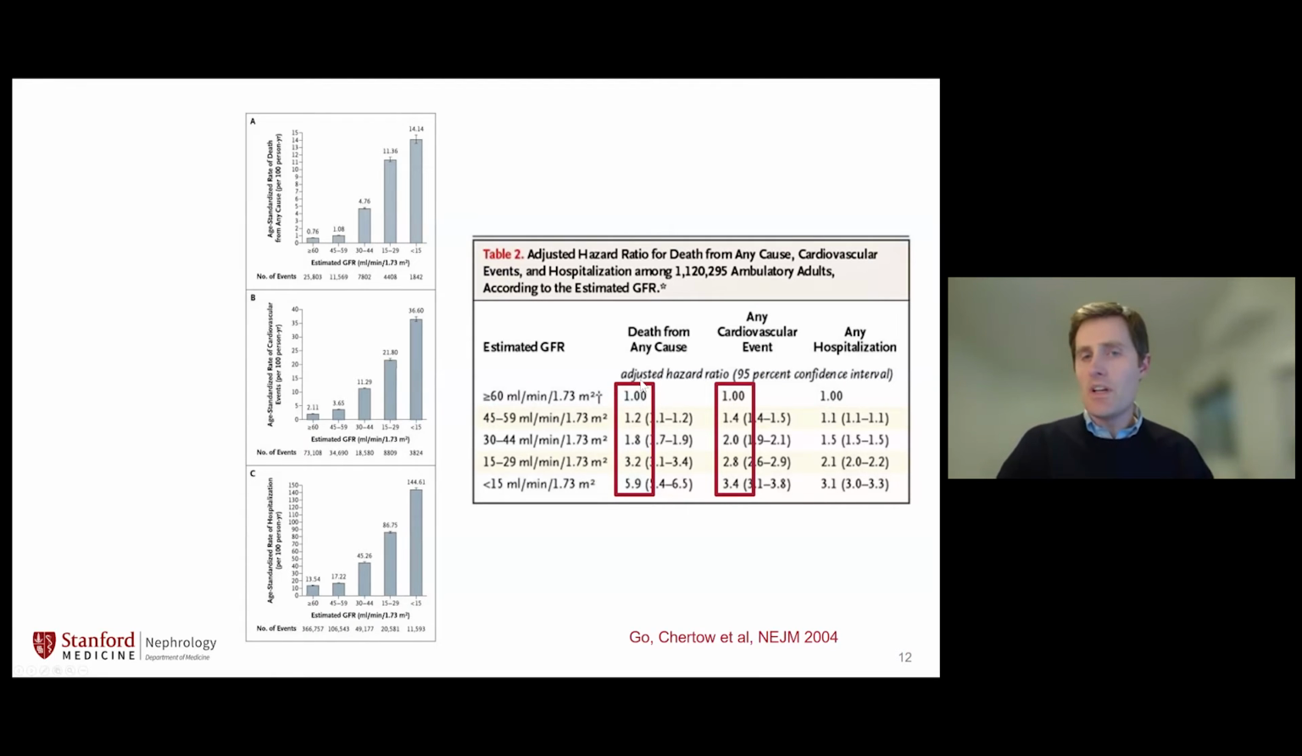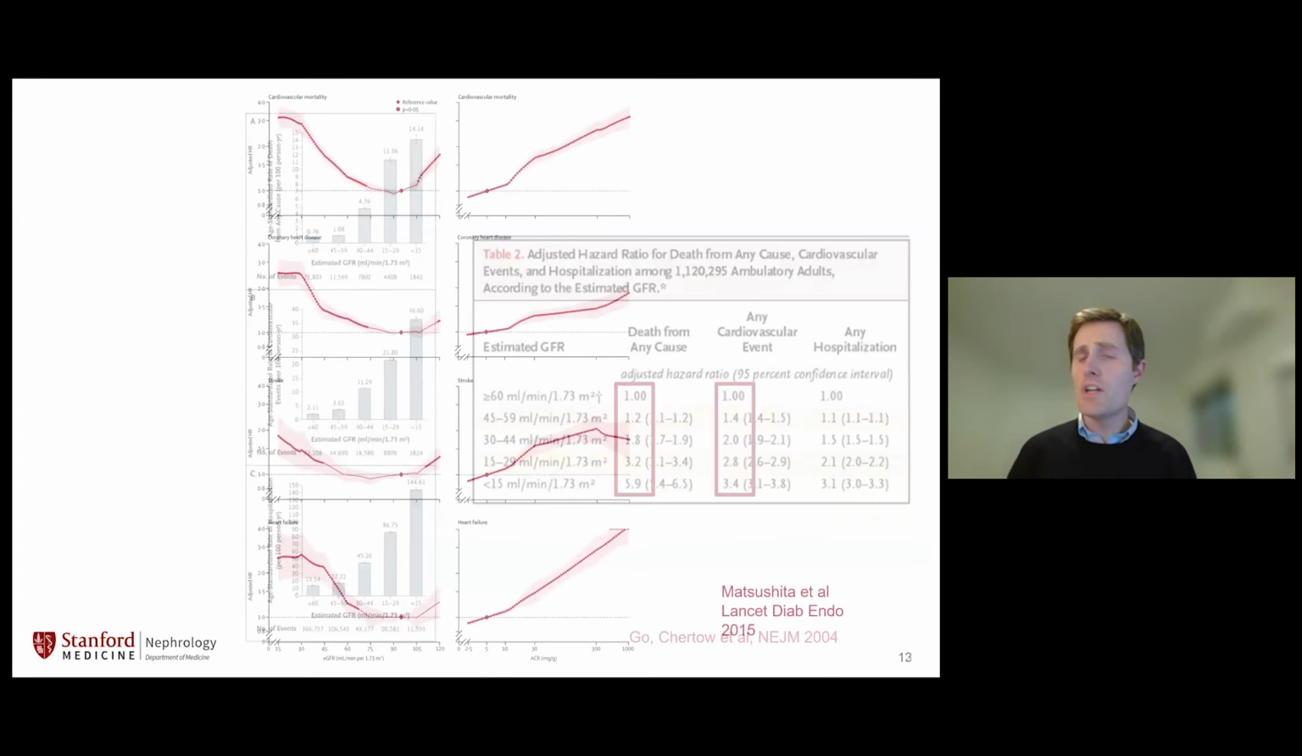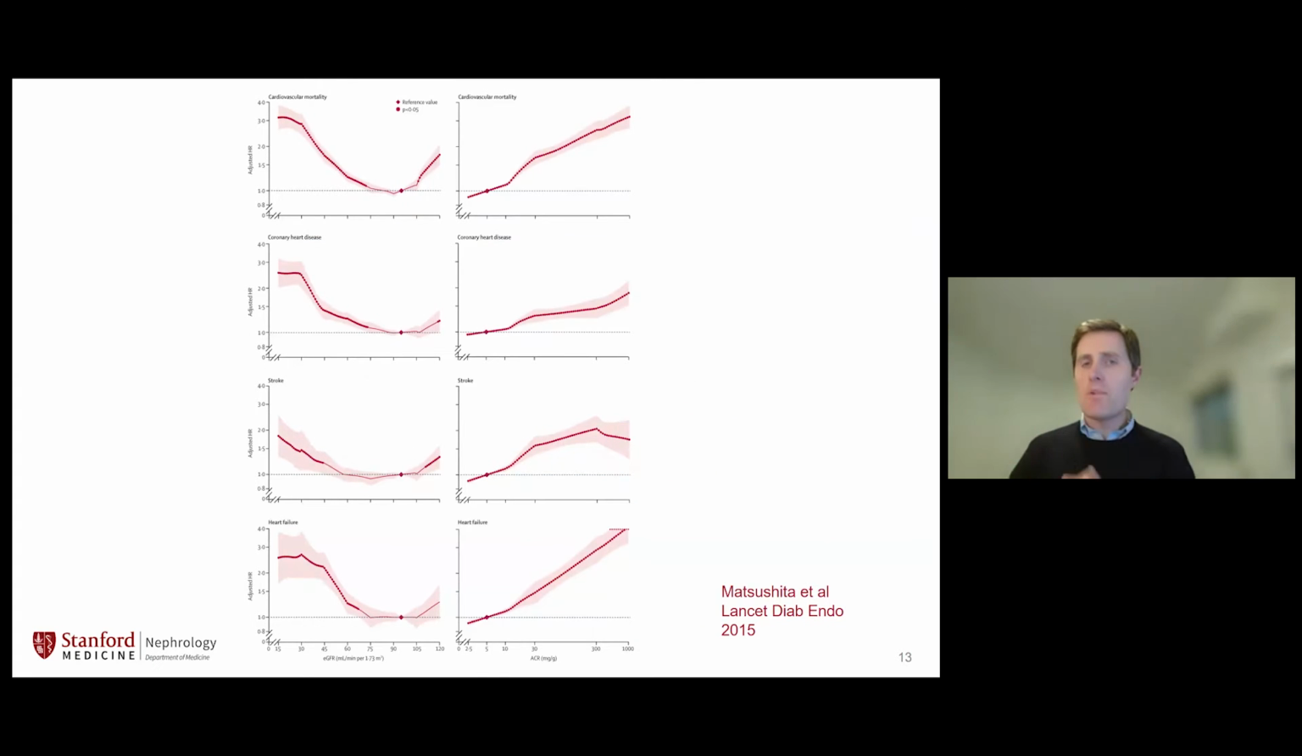If you look at the table from the study, you get a sense. These are hazard ratios. So a hazard ratio of 2 would be double the risk, 3 would be triple the risk, etc. And you can see that as the kidney function declines, the hazard ratio goes up, again, logarithmically, for any cause death, any cause cardiovascular event. I show this not specifically to show you the numbers, but to show you the image and drive home that even if you're not going to need dialysis, if you have chronic kidney disease, your risk of cardiovascular event is much, much higher.